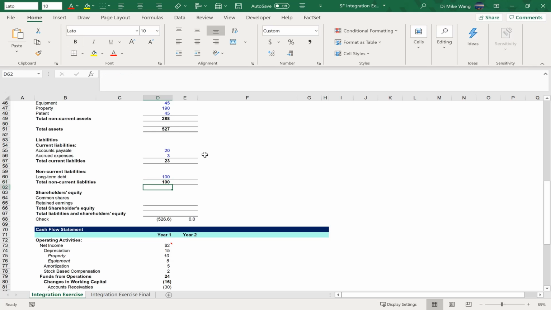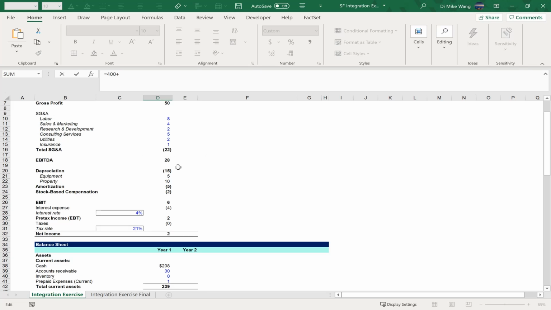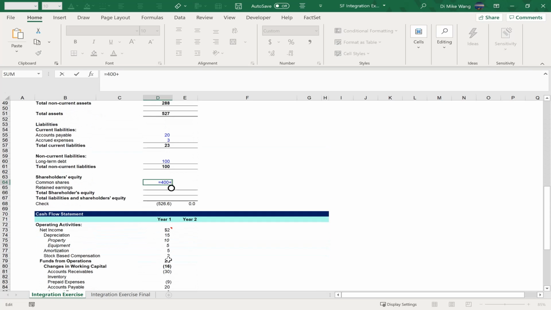And under shareholders' equity, we will enter the $400 worth of common shares, which is the money that we received in investor capital that we exchanged for shares of our business. And remember that we also paid $2 worth of wages in stock, so we have to enter that in here. So 400 plus stock-based compensation of $2. So there we have it. We have common shares of 402 at the end of the day.